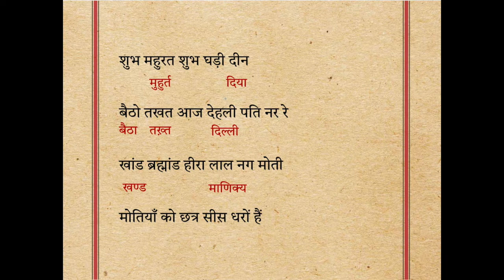Finally, the last line, Motiyan ko chatra sisa dharon hain. Motiyan, we know from the previous line, means pearls, and here it is plural. However, in modern standard Hindi, when we have a plural feminine noun followed by a postposition, like motiyan, it ends in iyo. So in modern Hindi, a feminine plural noun in the oblique like this would be motiyon because it's followed by ko. But here, because this is early Hindi, it's motiyan.